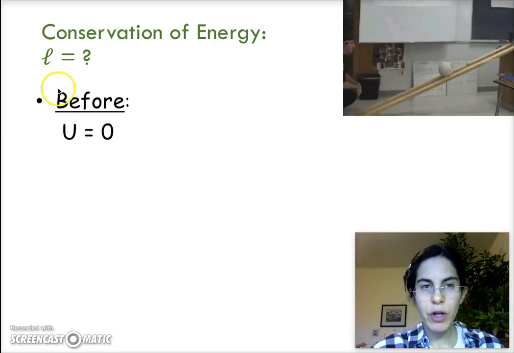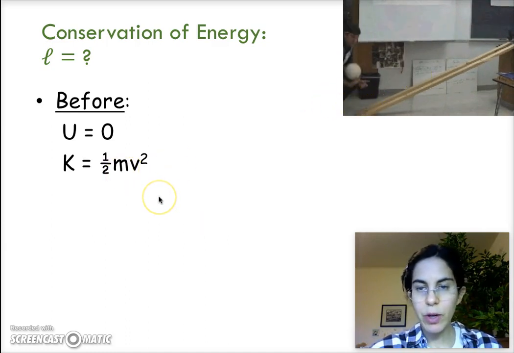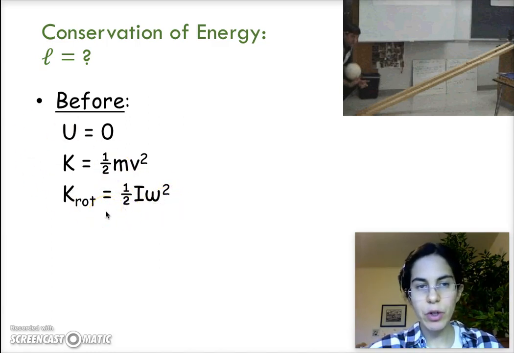Bottom of the ramp, before you've gone anywhere. Gravitational potential energy is 0, nothing stretched. You are moving up the ramp, 1/2 mv squared. Are you rotating? Yes, you are also rotating, 1/2 I omega squared. If you've got these three, you're good to go. Now add them all up to find your total energy.